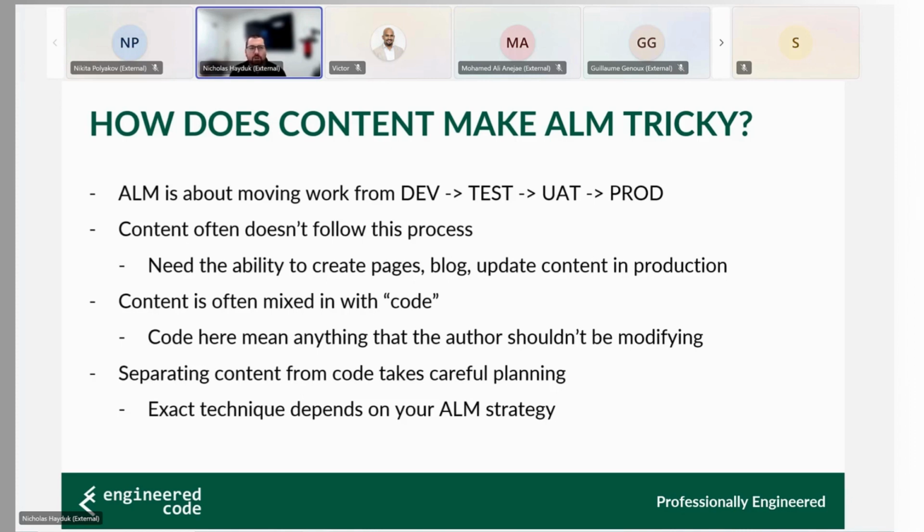However, when it comes to actual content, often content doesn't follow this process. That doesn't mean it can't, but if you've built someone a website with content management functionality, and then you say, if you want to change a word on the website, someone has to do it in dev, then we deploy to test, then we deploy that one word change to UAT, and then we deploy it to production.